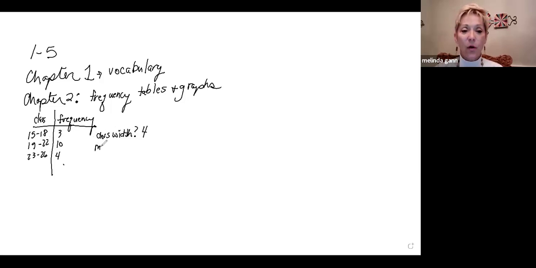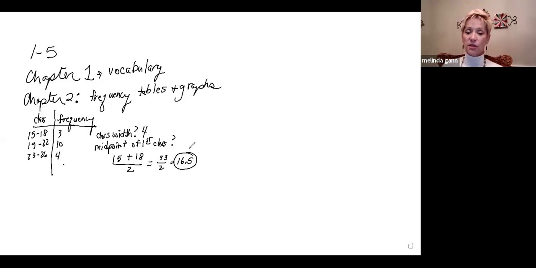Okay, so make sure you can find class width of a table. Make sure that you can find the midpoint of the classes. So remember, if I ask you, what's the midpoint of, say, the first class? You have to take your lower limit and your upper limit, add them, and then divide by 2. So when I add 15 and 18, I get 33, and when I divide that by 2, I get 16 and a half. That's my midpoint. Sometimes you get decimals, sometimes you get whole numbers.